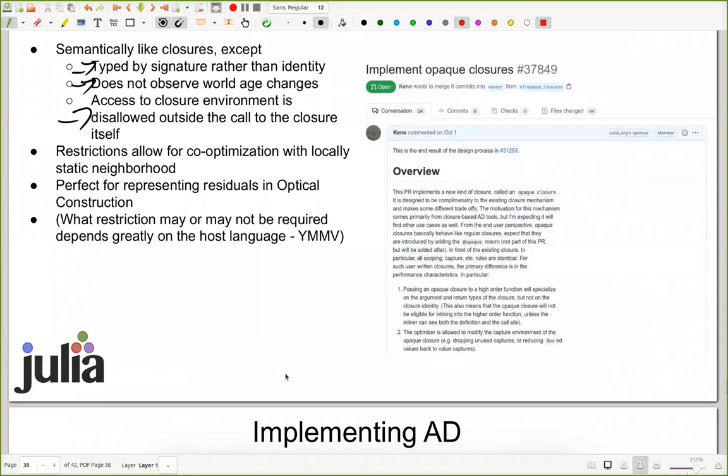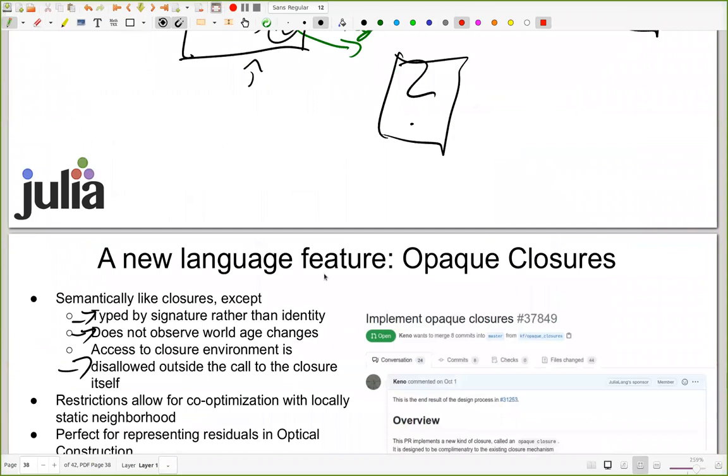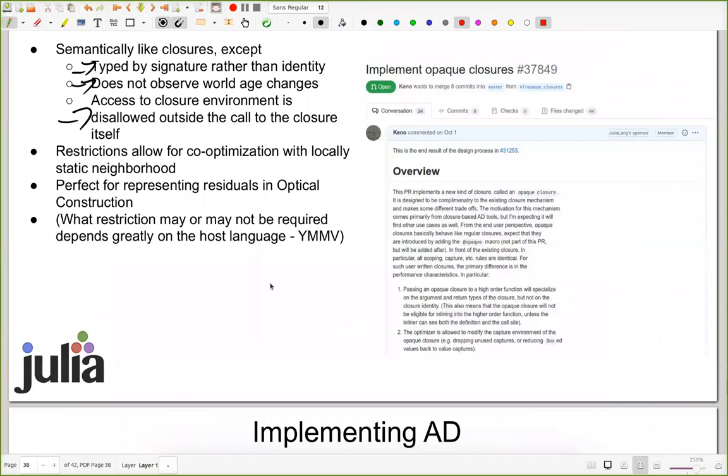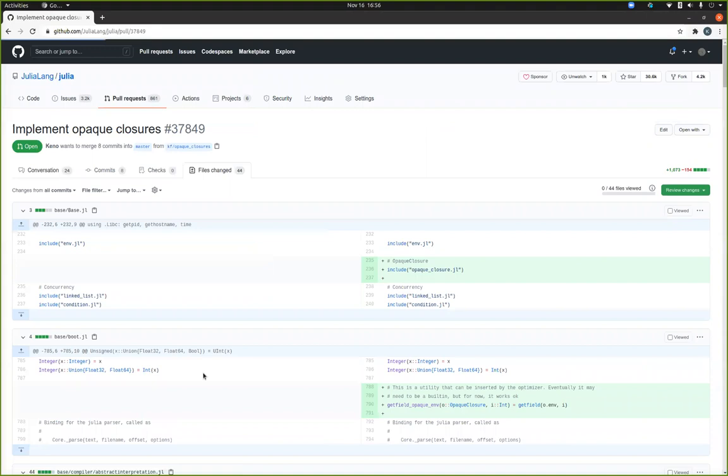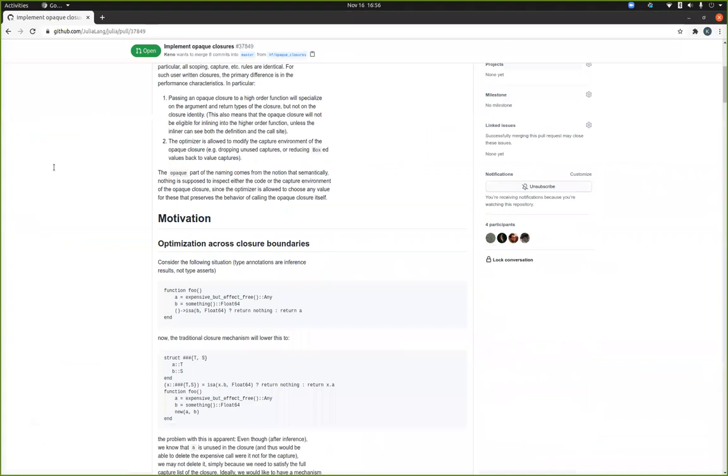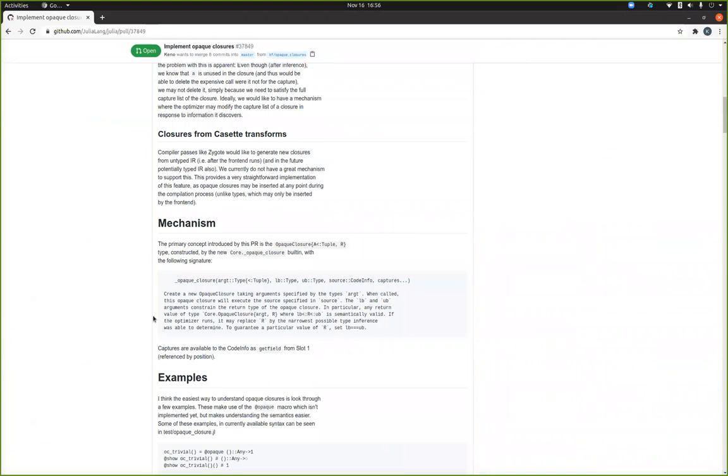Right. Okay. So opaque closures, maybe you could give a small example, because at the moment I've got the vaguest idea of what an opaque closure might be. Can you give us a tiny standalone example? Let me pull up the PR that implements them, which has a tiny example. These examples might be too tiny.